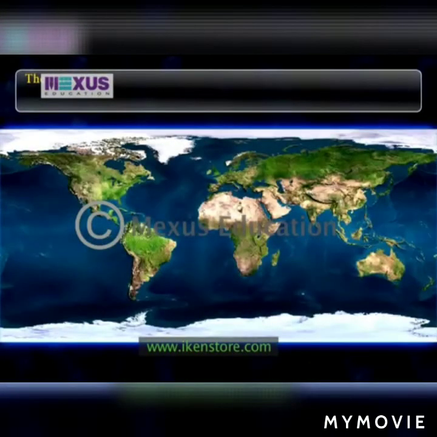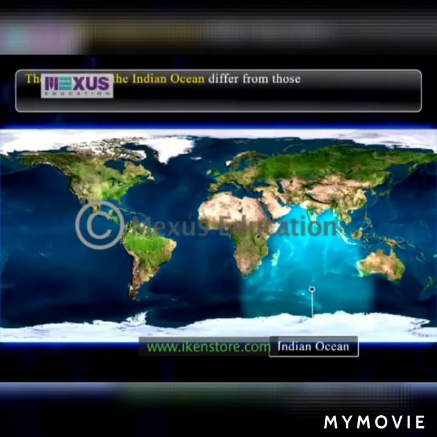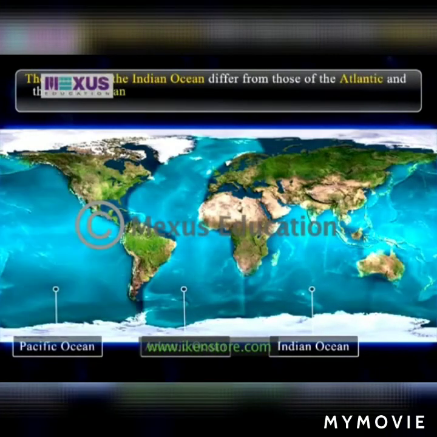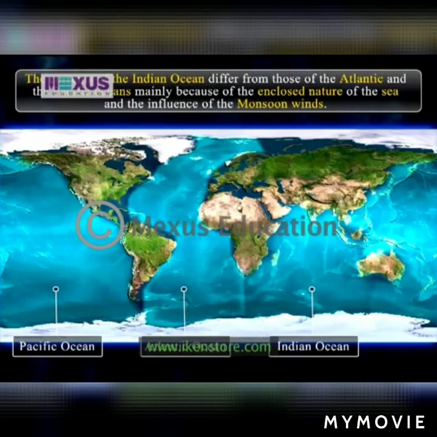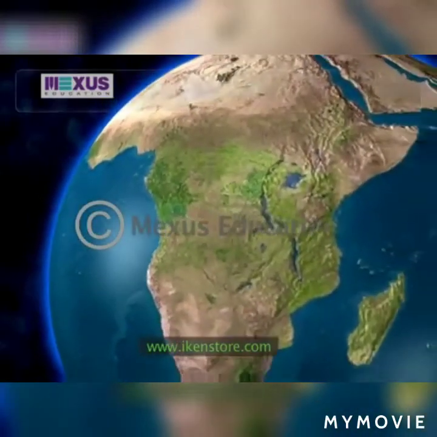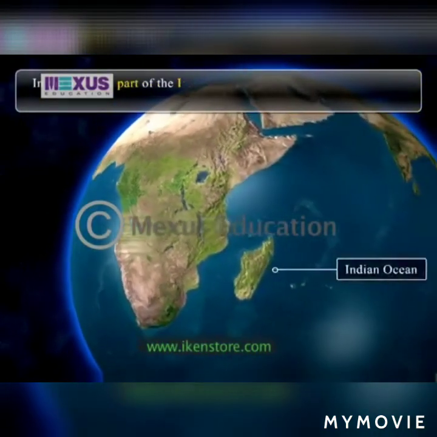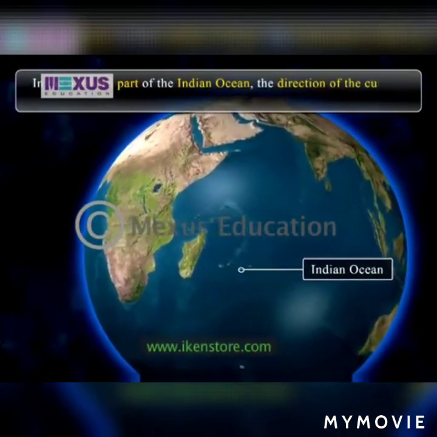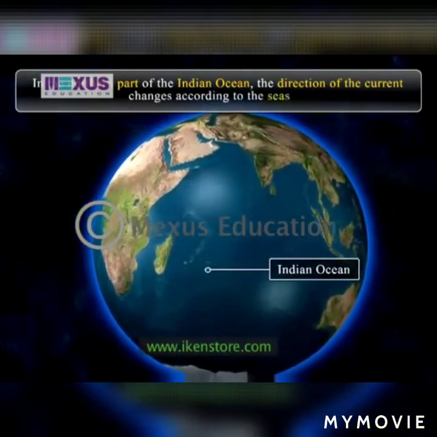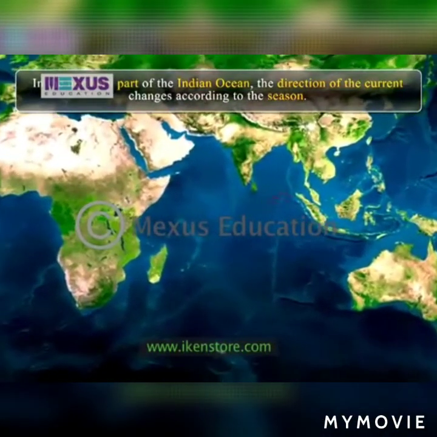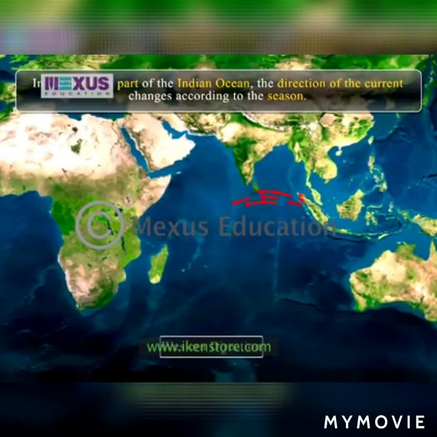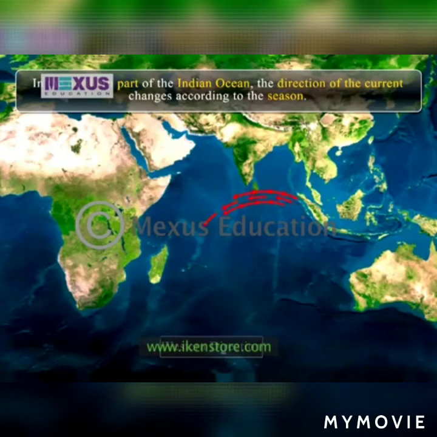The currents of the Indian Ocean differ from those of the Atlantic and Pacific Oceans mainly because of the enclosed nature of the sea and the influence of the monsoon winds. In the northern part of the Indian Ocean, the direction of the current changes according to the season. In summer, when the southwest monsoon blows, the current flows in the western direction, and in winter, when the northeast monsoon winds blow, the current flows in the eastern direction.